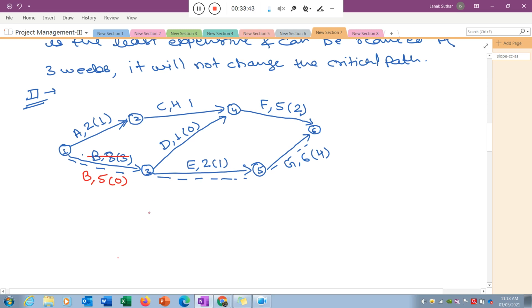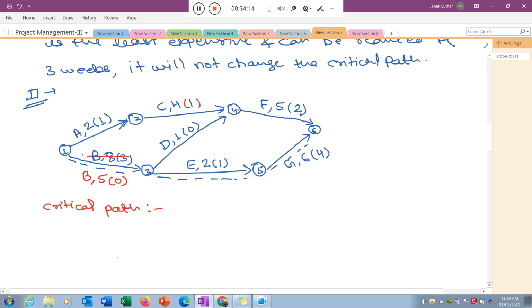So again, I just apply the crashing here. So what is the critical path now? Just check the critical path. If I check the critical path, there is 1 to 2, 2 to 4 and 4 to 6, where we know that 2 plus 4 plus 5 is equal to, I think, 11. So that is the one path.